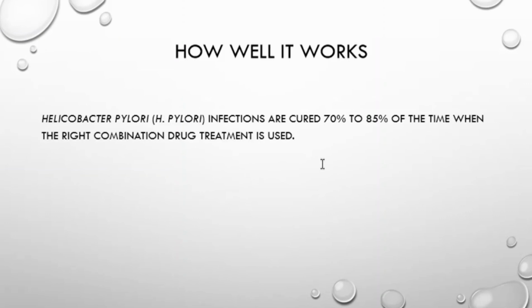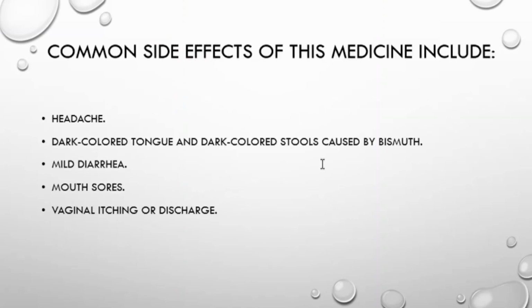Helicobacter pylori infections are cured 70 to 85% of the time when the right combination drug treatment is used. And the common side effects of the combination of the medicine are headache, dark colored tongue, and dark colored stools caused by the bismuth. And we have mild diarrhea, mouth sores, and vaginal itching or discharge.